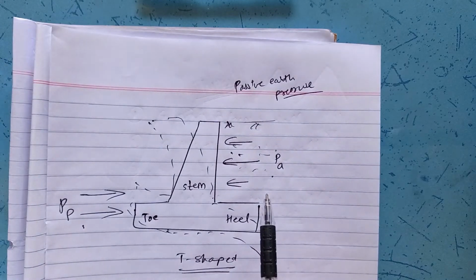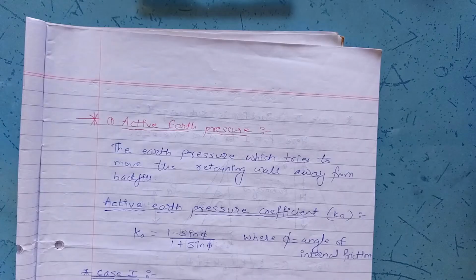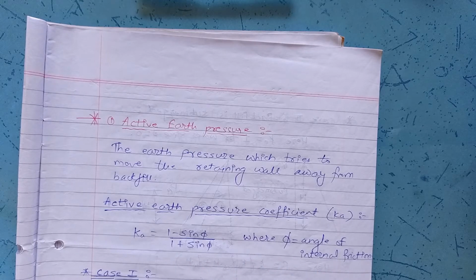Now let us look at the formulas. The active earth pressure coefficient Ka is calculated by the formula Ka is equal to (1 minus sin phi) divided by (1 plus sin phi), where phi is the angle of internal friction. You might have gone through this equation in geotechnical engineering or soil mechanics. Now we will move towards the various cases of backfills which may occur in designing the retaining wall.